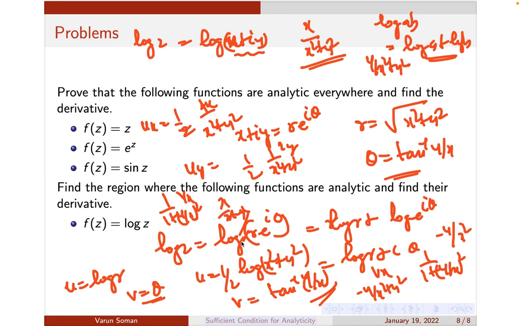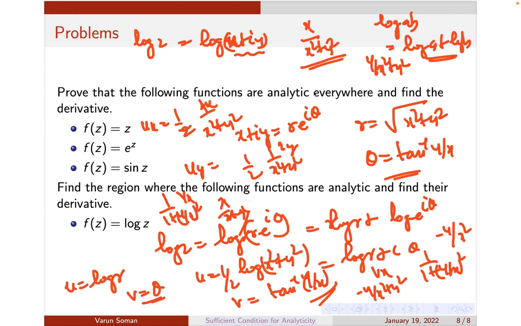Now you can say that these functions are actually rational functions only. Rational functions, I told you, are everywhere continuous except at points where they are not defined, and you can see that it is continuous everywhere except at x, y both equal to 0. So except at z equal to 0, the function is analytic. That is the only point of discontinuity.